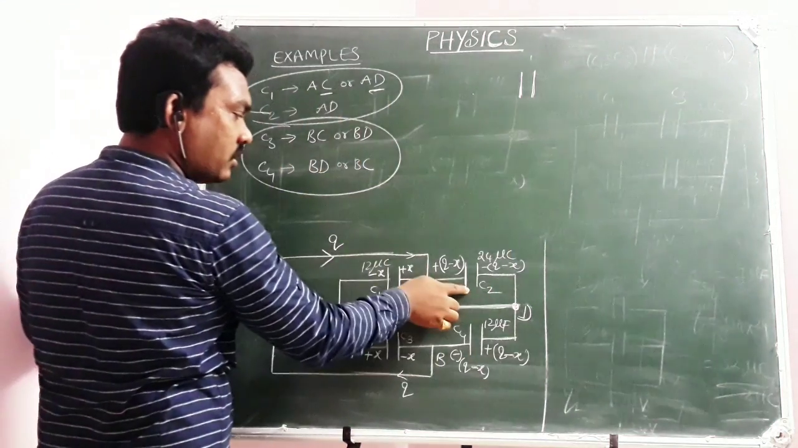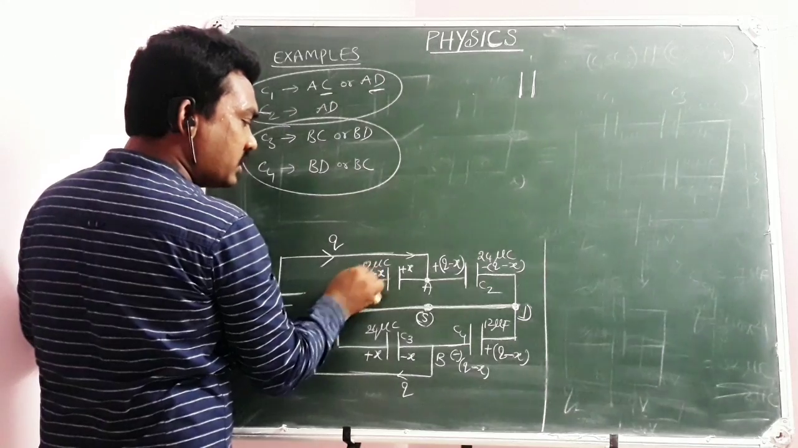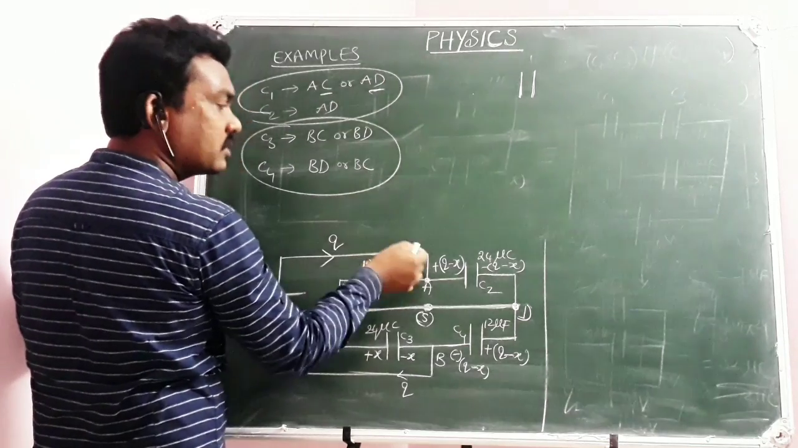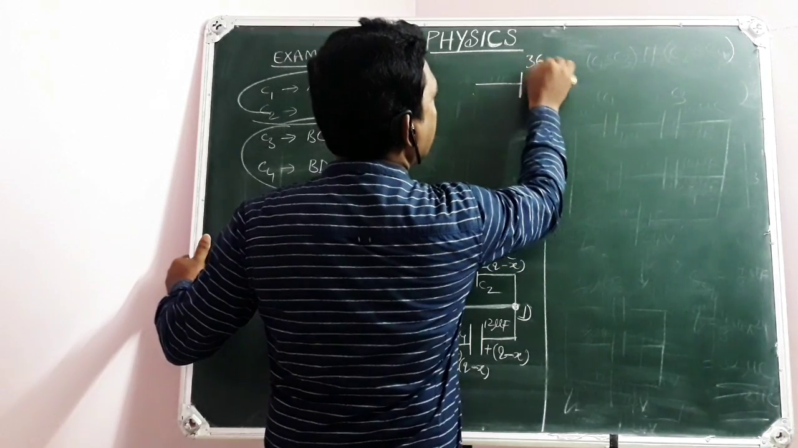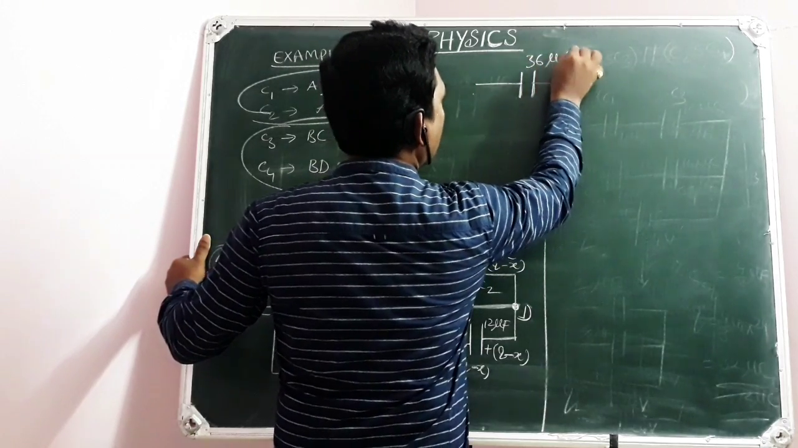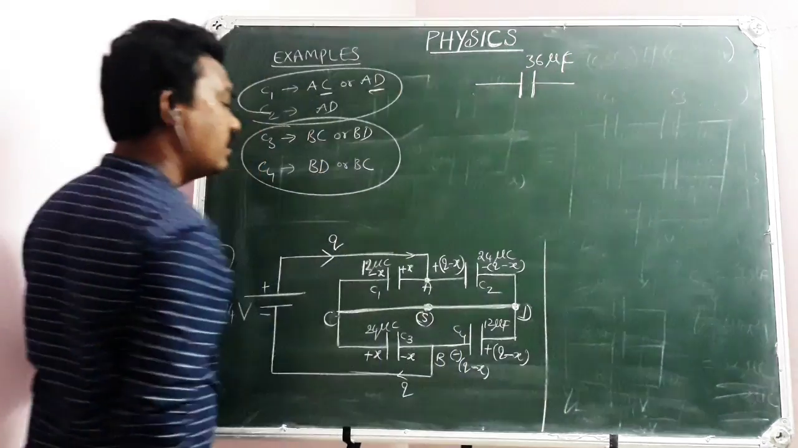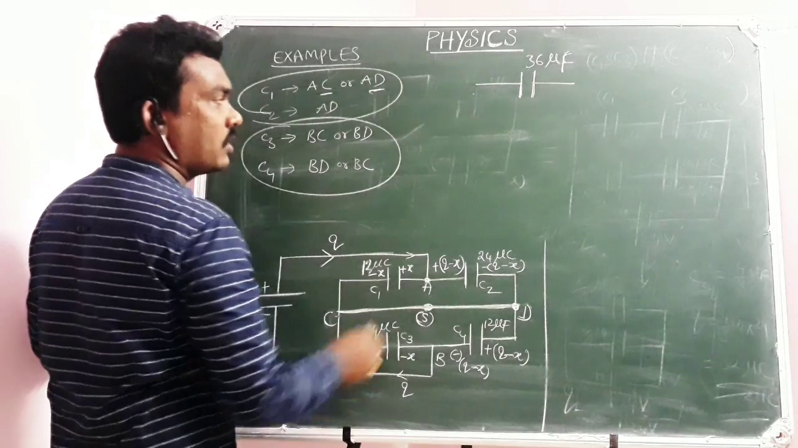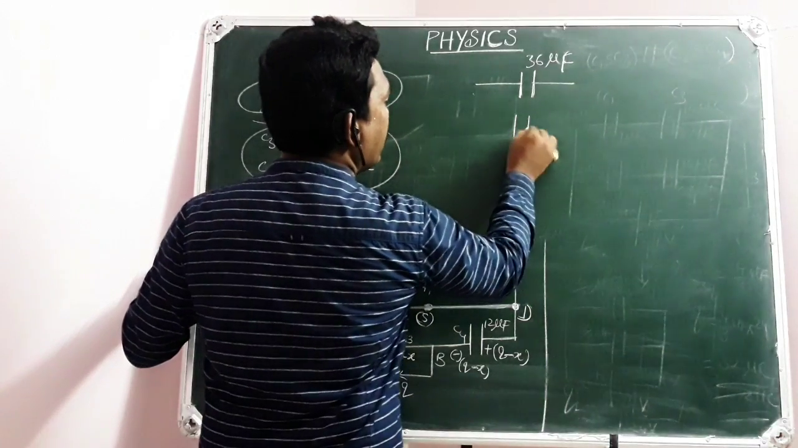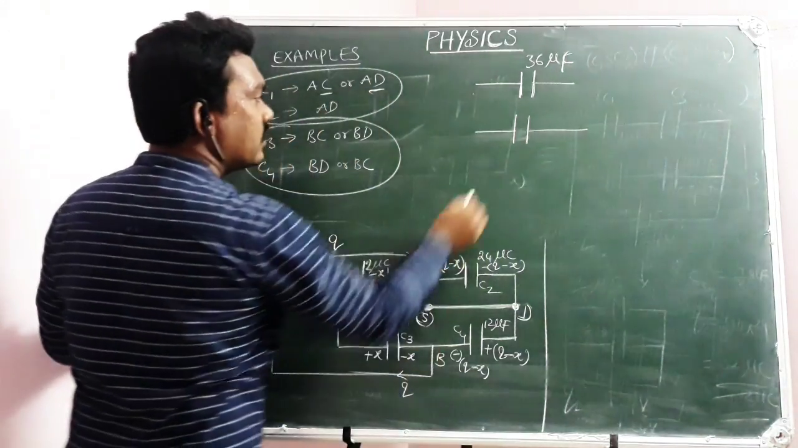C1 and C2 are in parallel. So 12 plus 24, which is 36 microfarad. Next, C3 and C4 are in parallel. So 24 plus 12, or 36 again. I am drawing the equivalent circuit for the fourth question, 36.